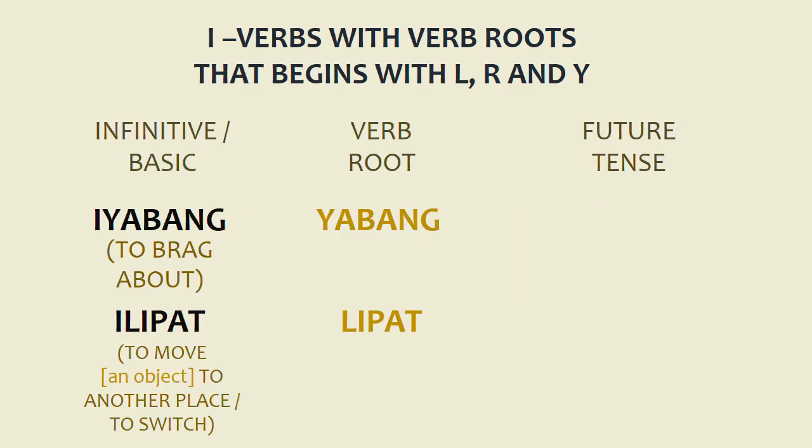And finally, for the future tense, take the verb root once again, double the first two letters, and then add the prefix I. So we have iyayabang, and for the second one, ililipat. This time you cannot remove the letter I. Well, there you have it.